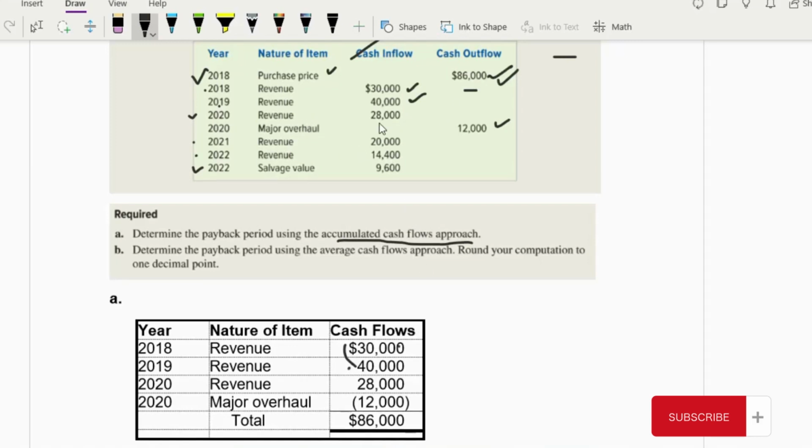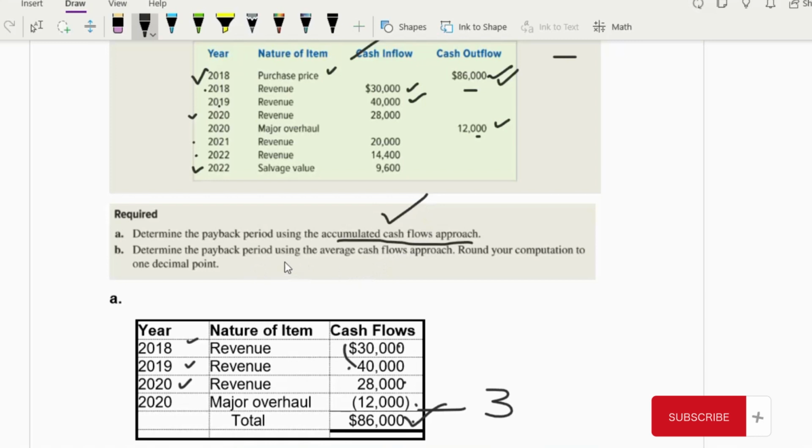Third year 28,000 is an inflow, okay, but at the third year I also have an outflow of 12,000, so I'll net it off. When I net it off at the end of the third year I got 86,000. So can you see, this is year 1, year 2, and this is year 3, 2020. So 3 years is the payback according to the accumulated cash flow approach.